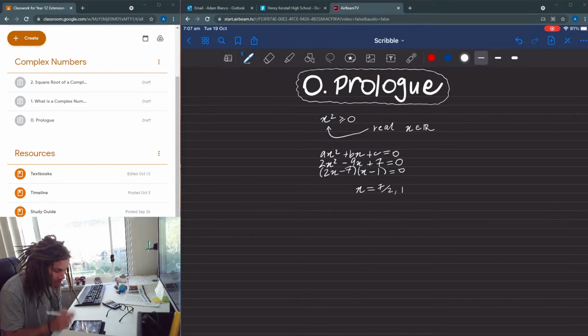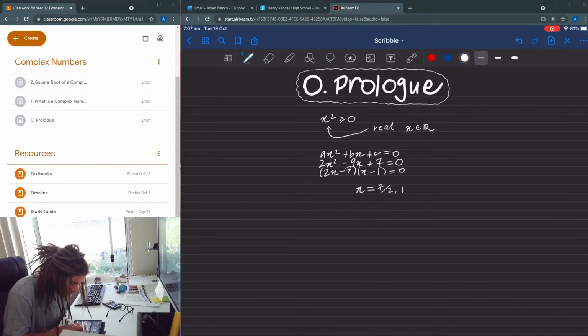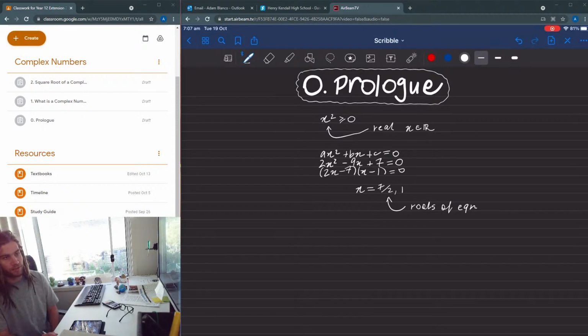They have a few different names. You might call them the x-intercepts if I cared about graphing the thing. But these are also called roots of the equation. So roots of equation. And that's the term that we're going to use.